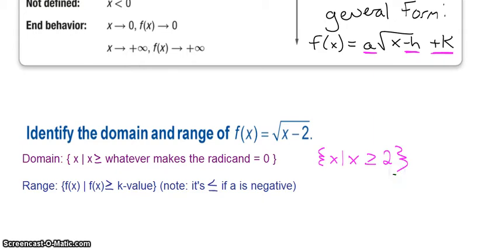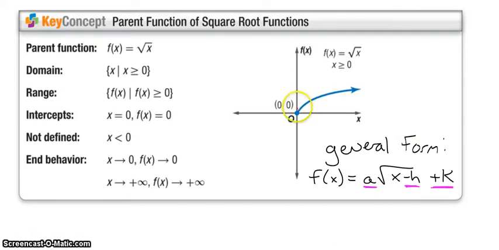For your range, so long as we are talking about a positive radical and not a negative radical, aka our a value is positive, we are going to be f of x such that f of x is greater than or equal to our k value. Since here there is no k value, there is no vertical shift, we are just greater than or equal to 0. Easy as that. Domain and range are going to be heavily based on that kind of starting point, this sort of initial value, as well as whether or not the a value is positive.